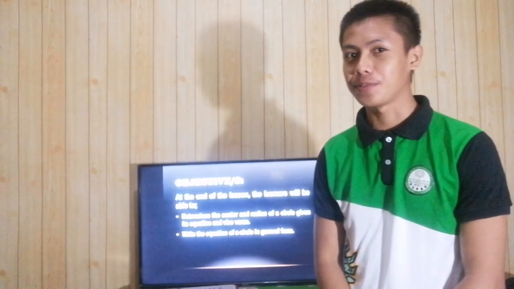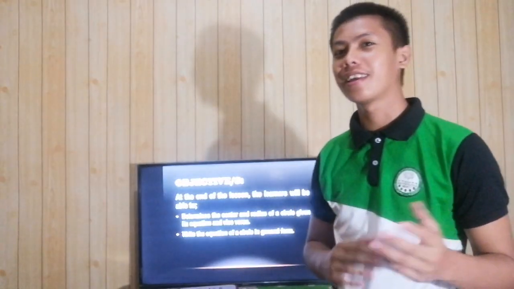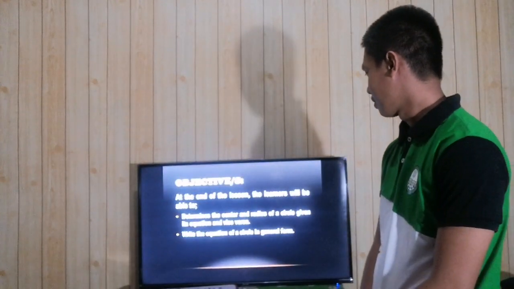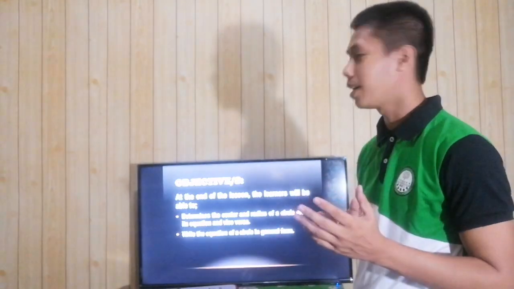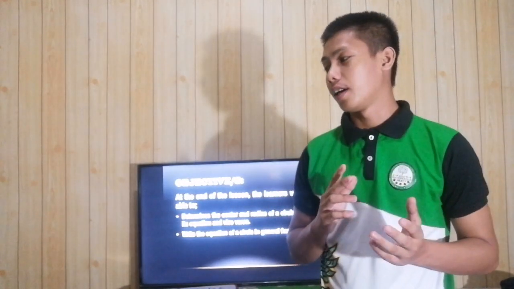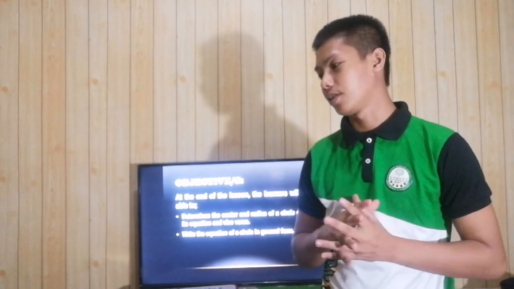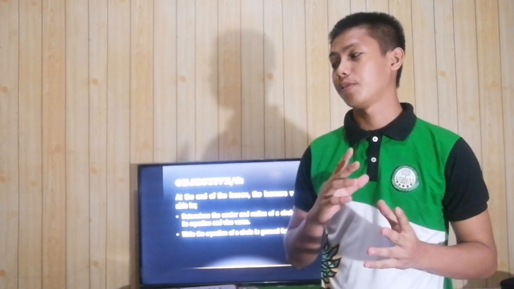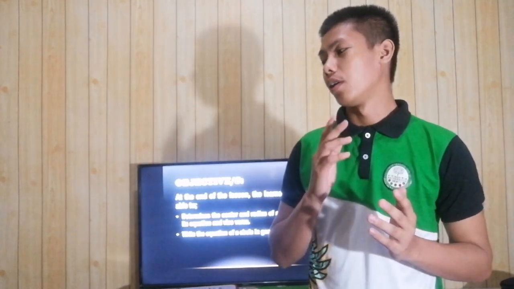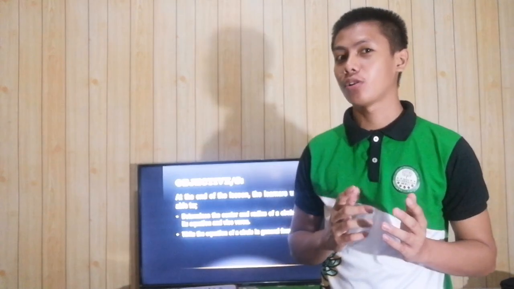Oh, I forgot. We should read first our objectives. Sorry, my fault. Class, can you read our objectives? Very good. At the end of the lesson, you will determine the center and radius of a given circle from its equation and vice versa. In short, determine the center and radius of a circle. And second, you should be able to write the equation of a circle in general form. Now, let's proceed with our activity.